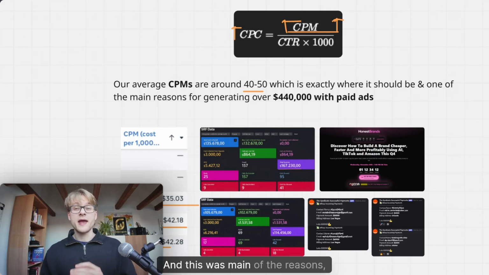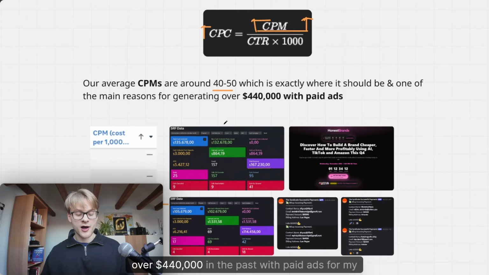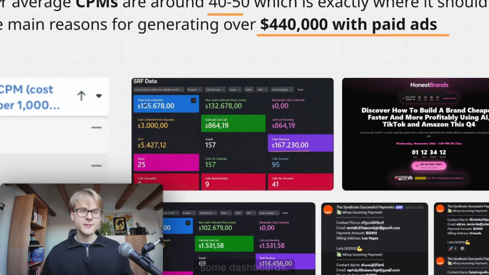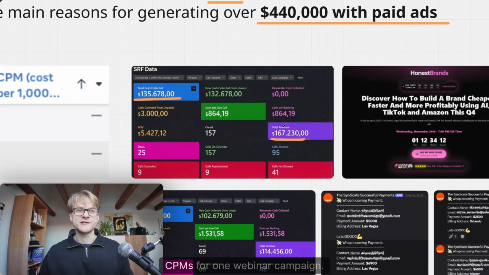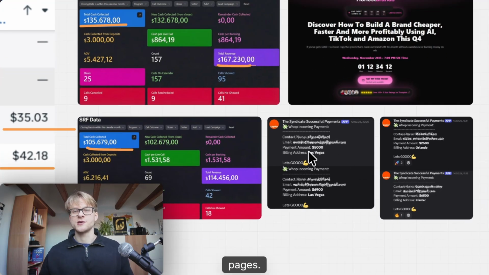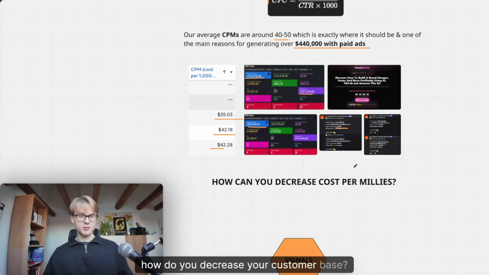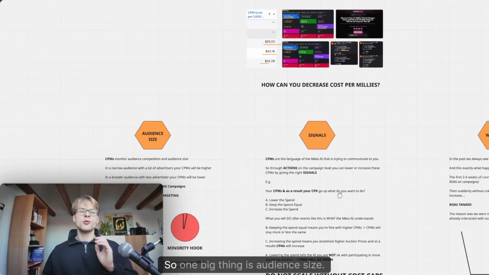And this was one of the main reasons how I managed to generate over $440,000 in the past with paid ads for my clients. Some clients over here, as you can see, some dashboards. This is what we generated in 1 week through quite low CPMs for one webinar campaign. Another client that we're scaling, some checkout pages, right? So basically, how do you decrease your cost per leads? This is exactly what you're going to learn in this video.